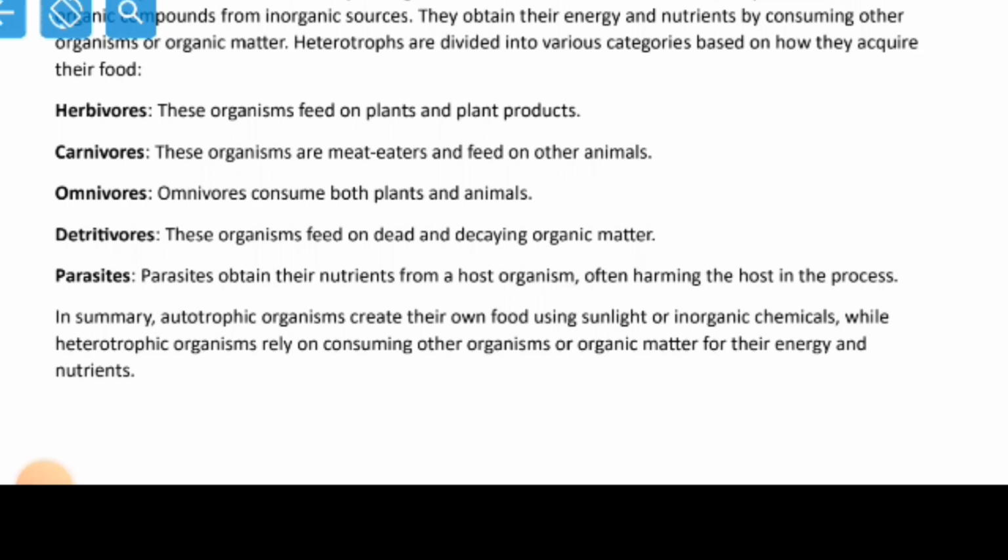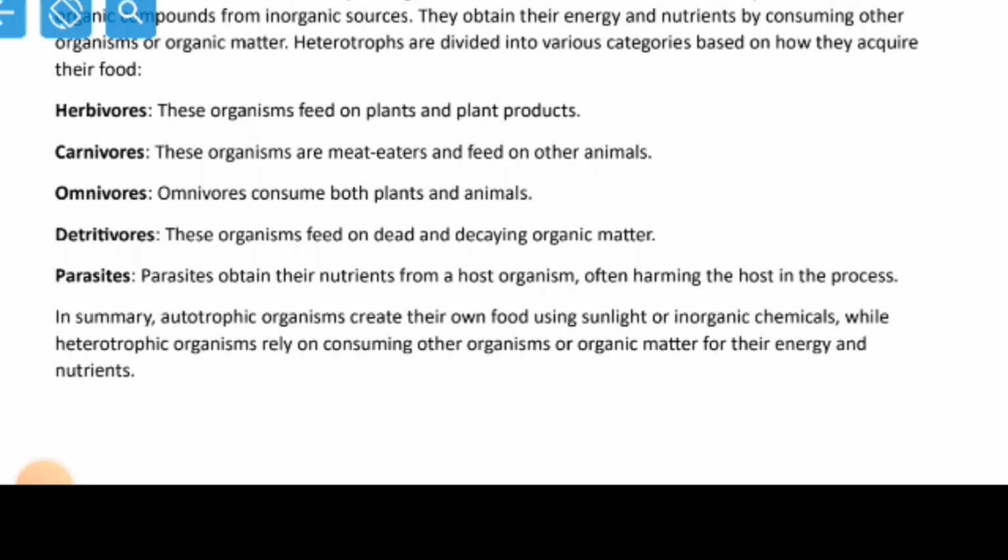Now we have detritivores. These organisms feed on dead and decaying organic matter, especially microorganisms, right? Whenever a living being dies, be it a plant or an animal, what happens to its body? It gets rotten, right? It starts rotting, spoiling, smelling. Why? Because the microorganisms are acting on it and they are deriving their energy from this dead and decaying organic matter, right?